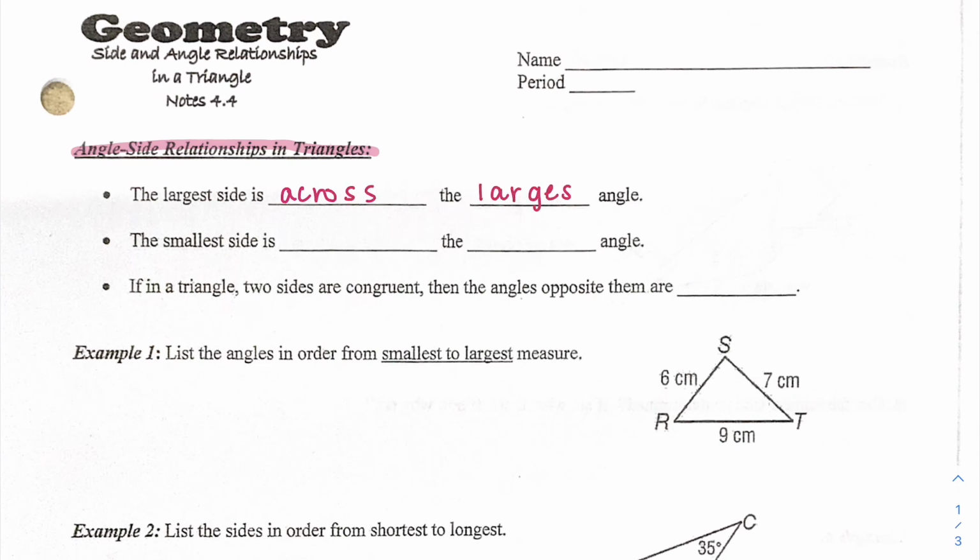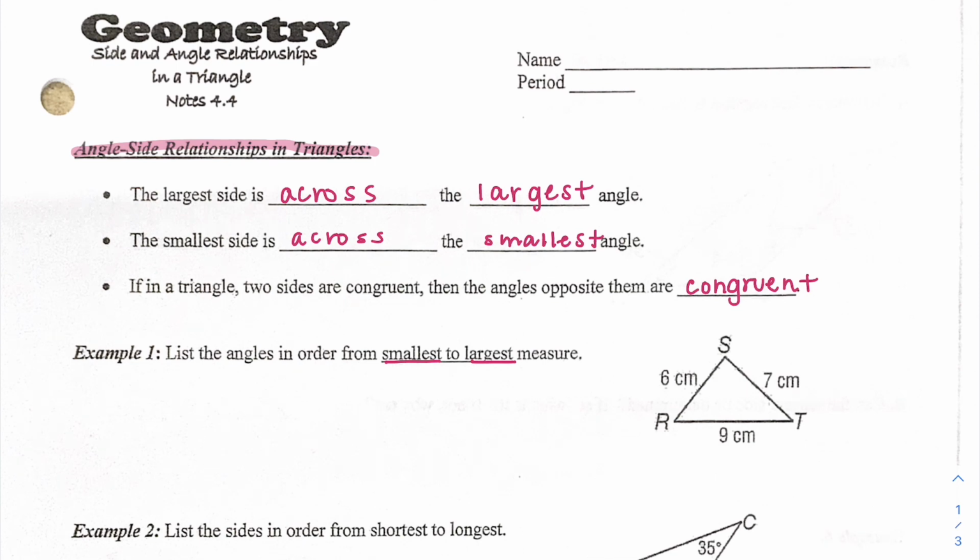The largest side is across or opposite from the largest angle. The smallest side is across or opposite from the smallest angle. If in a triangle 2 sides are congruent, then the angles opposite them are congruent. So the side lengths and angles correspond with each other.